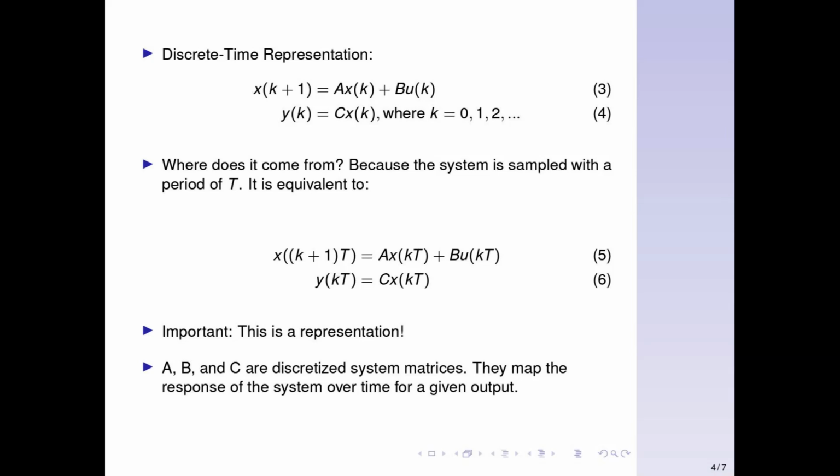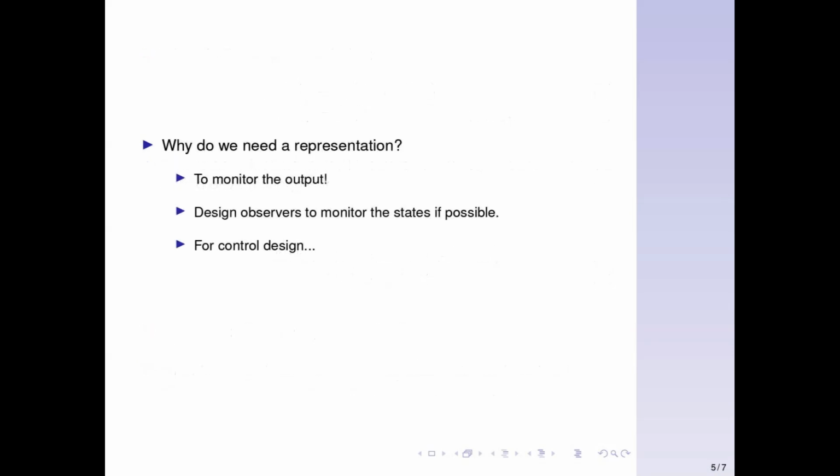Second, y of k equals C times x of k. This equation reveals the system's output at time k, purely based on its internal state at that moment. The transition from the continuous time equation to the discrete time equation occurs because the system is sampled at regular time intervals of T. This means you observe the system's state and output only at the time instances kT. Let's explore why we need these representations and how they benefit us.